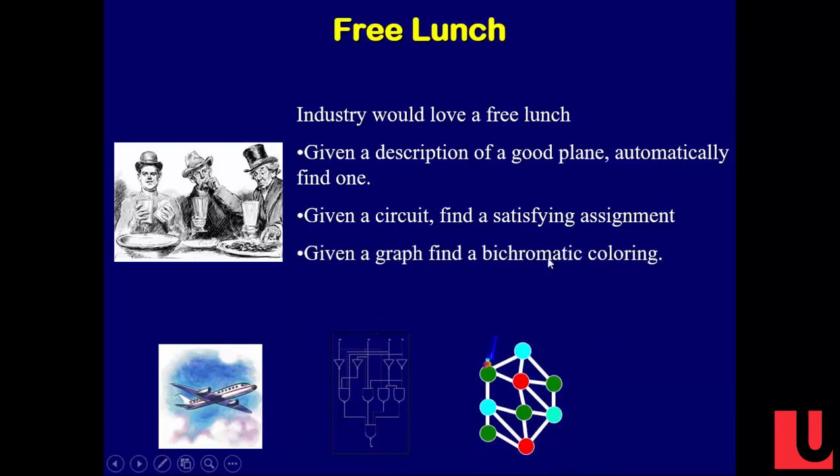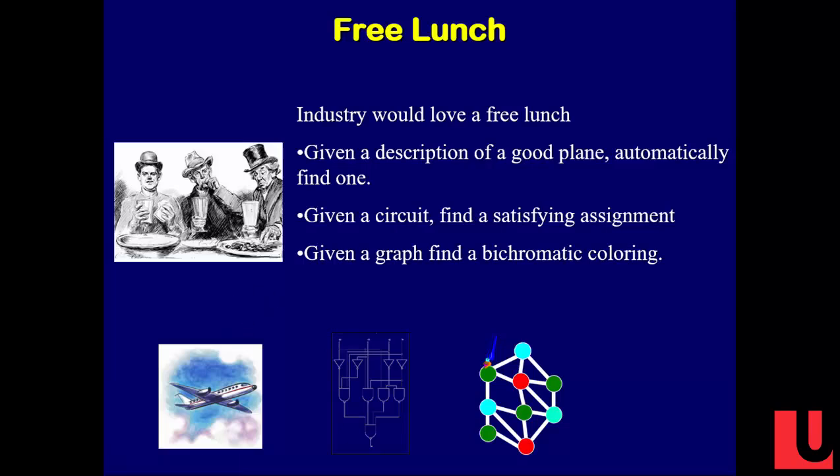This one we talked about: I gave you a graph. You want to color it with, say, 3 colors so that every edge is bichromatic. Every edge has 2 different colors. So the instance is the graph, and the question is, is it 3-colorable or not? Can you color it with 3 colors? A graph is a yes instance if you can color it with 3 colors, and it's a no instance if you can't.